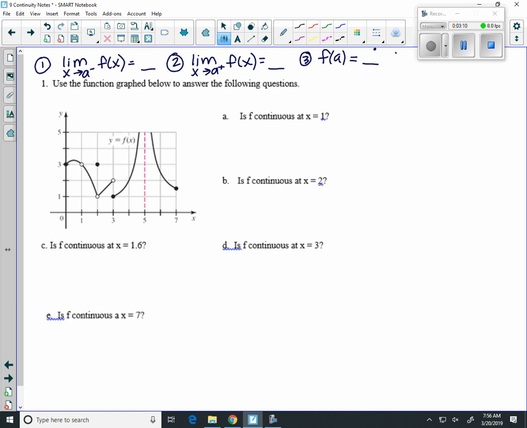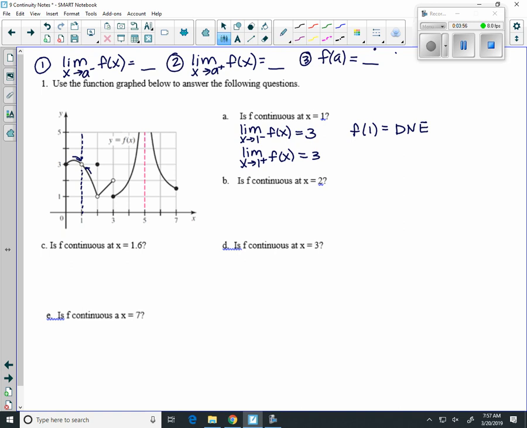So is f continuous at 1? Well, at 1, here's my value. From the left, we're approaching 3. So the limit as x approaches 1 from the left of f of x is 3. From the right, we're approaching 3. The limit as x approaches 1 from the right of f of x is 3. I don't see a filled-in dot anywhere. So f of 1 does not exist.